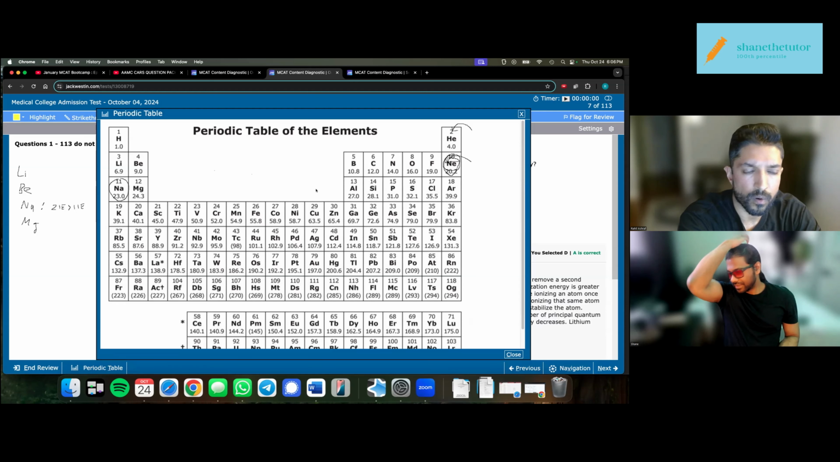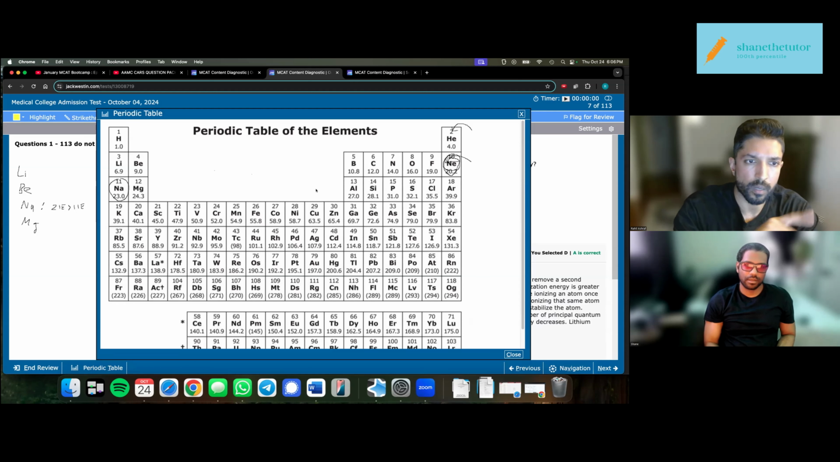Got it. So for sodium to go to neon, as opposed to neon to go to fluorine, that's never going to happen. So the ionization energy comparison is higher for neon to go to fluorine because it doesn't want to give it up.